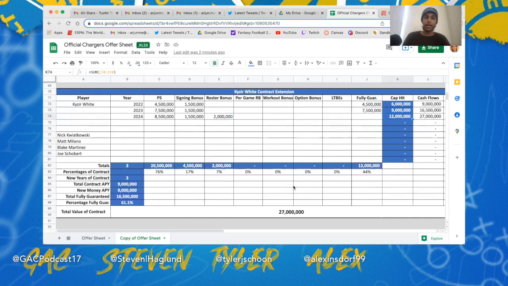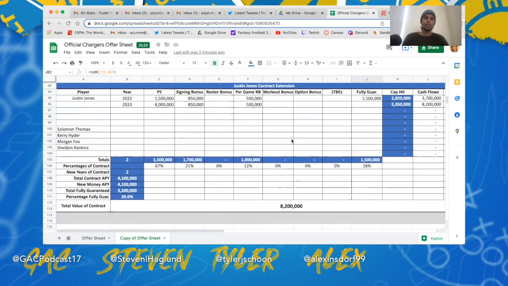So again, to recap, Kaiser's deal that I drew up: 3 years, 27 million total money, 9 mil APY, 16.5 mil fully guaranteed. Again, based on the Matt Milano contract, $4.5 million signing bonus, and years 1 and 2 fully guaranteed based on what Matt Milano got and how I think he's a pretty good comp for Kaiser White.